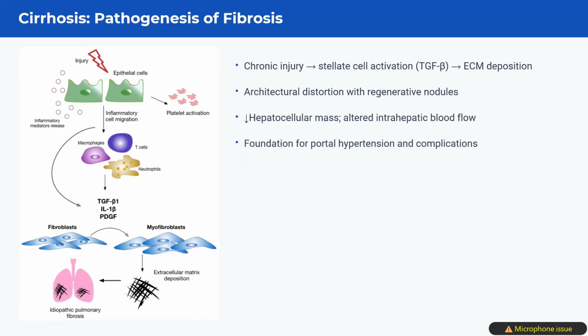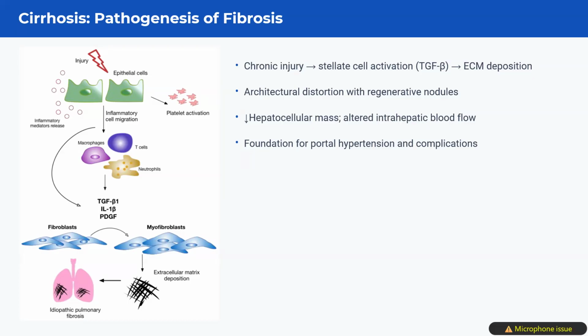So chronic injury triggers stellate activation. Every form of chronic liver disease, be it viral, toxic, metabolic, or autoimmune, shares this common final pathway of persistent hepatocellular injury. And when injury becomes repetitive, the liver's normal wound healing machinery gets stuck in the on position. These injured hepatocytes and inflammatory cells release cytokines such as TGF-beta, IL-1 beta, and PDGF. And these signals awaken the hepatic stellate cells.